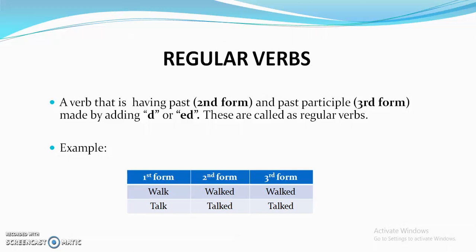Regular verbs are verbs whose past and past participle, which are the second form and third form, are made by adding d or ed. These are called regular verbs. For example, walk is the first form of the verb walk. Then the second form is walked, which is past tense, and the past participle is also walked. Here the past tense and past participle are made by adding ed. The same thing happens with talk: talk, then talked, and the third form is also talked.